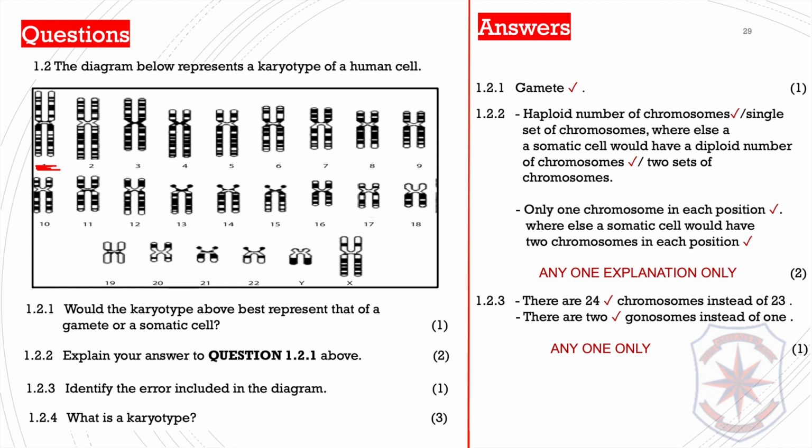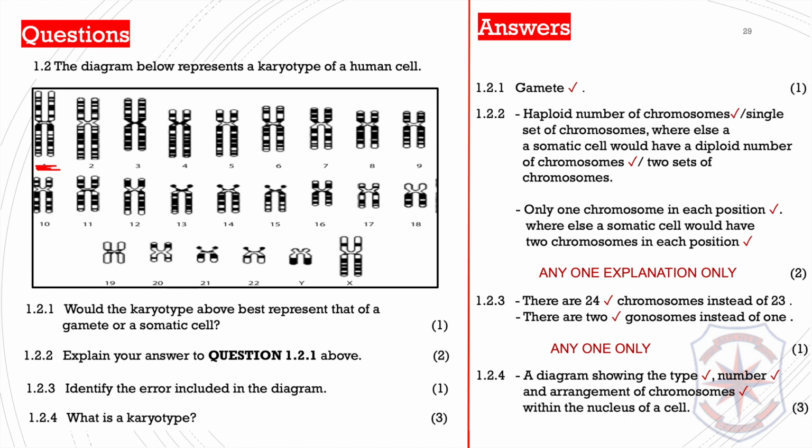The last question in this set of questions, what is a karyotype? This is a standard cognitive level 1 reciting question. A karyotype, like we said, is a diagram showing the type, 1 mark, number, 1 mark, and arrangement of chromosomes, 1 mark, within the nucleus of a cell. So that adds up to 7 marks. Moving on to our next set of questions.